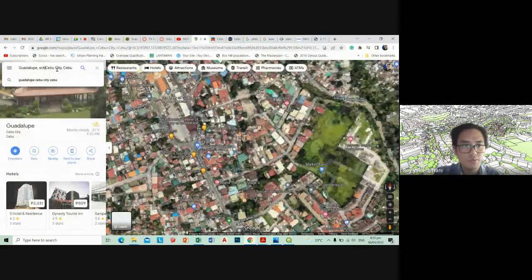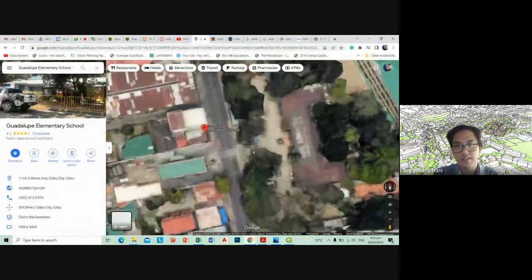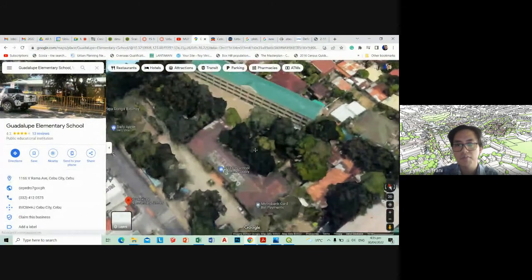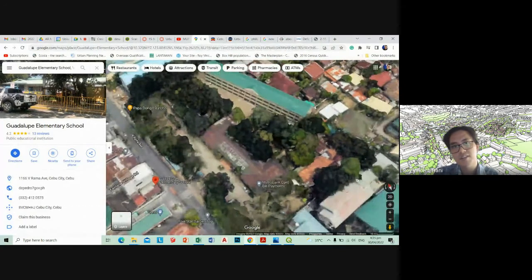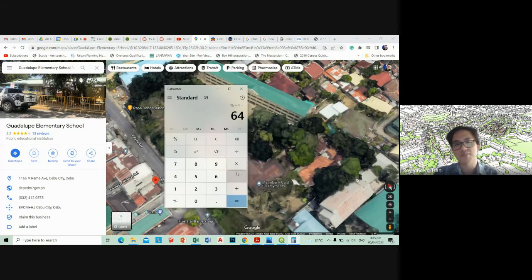Guadalupe School, an elementary school over here in Labangon. There it is. And from the looks of it, it looks like 1, 2, 3, 4, 5, 6, 7, 8, 9, 10, 11, 12, 13, 14, 15, 16 times 4, 64 classrooms. Maybe there's another 40. Let's say they have 200 classrooms.